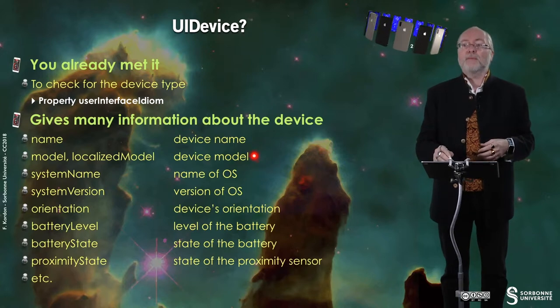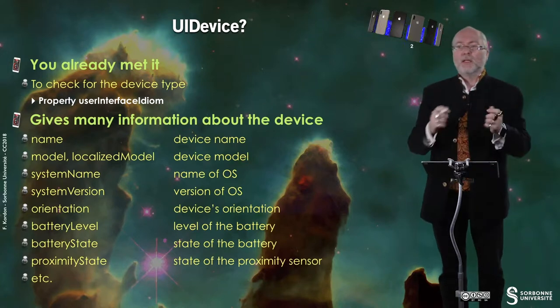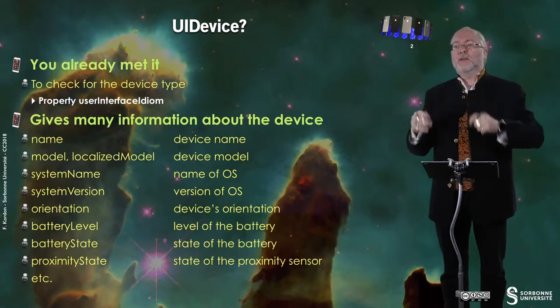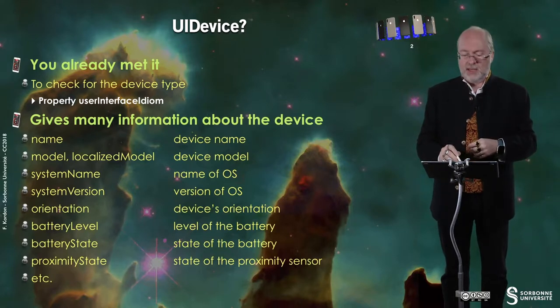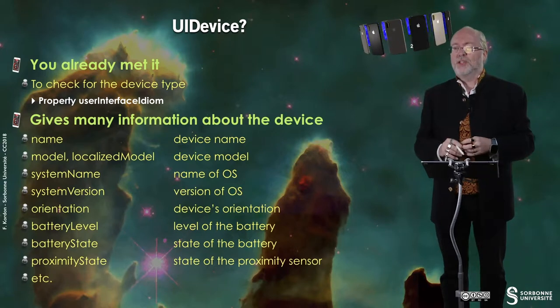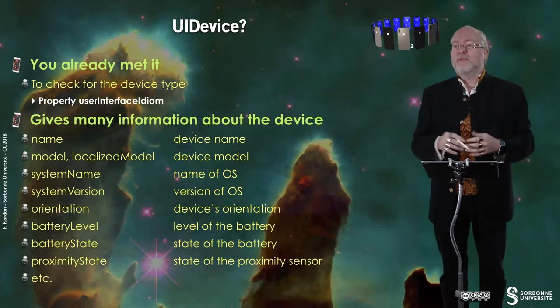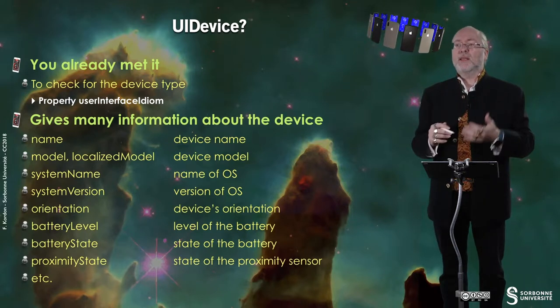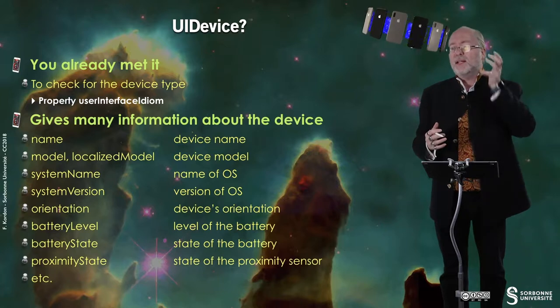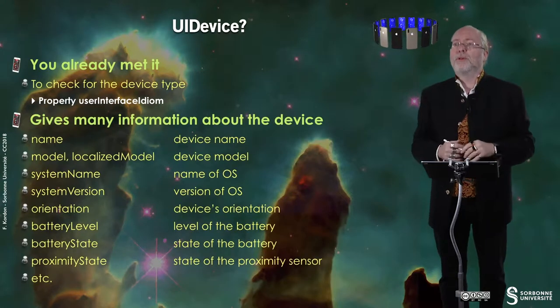But in fact, you get much more information about the device than just the type of the device. You can get the device name, the device model and localized model. There is a difference because one, I think, is based on the linguistic preferences. The name of the operating system, the version of the operating system, I think we also used these two. The device orientation, the level of battery, the state of the battery, and the state of the proximity sensor. The proximity sensor is a sensor that is associated to phones only. And when you have your phone close to your ear, then this proximity sensor deactivates the screen because it's useless to spoil energy to have the screen on, since apparently it's difficult to have a look at it. And you get a few other information too.